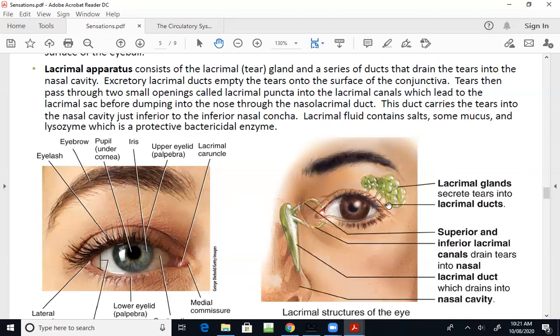Also, it might not be a bad idea to be able to describe the flow chart, the pun word here I guess, in the direct order that these tears are going to flow, starting with the glands all the way up into the nasal cavity. So be able to go in the correct order for that.